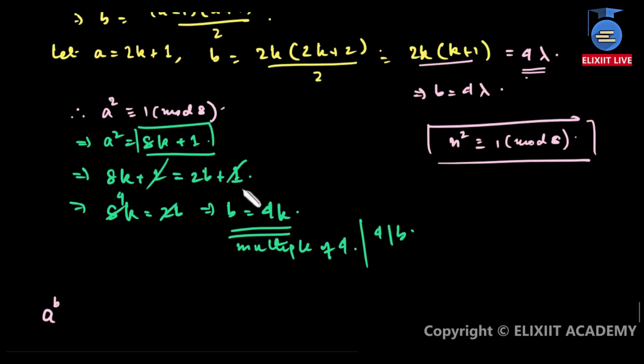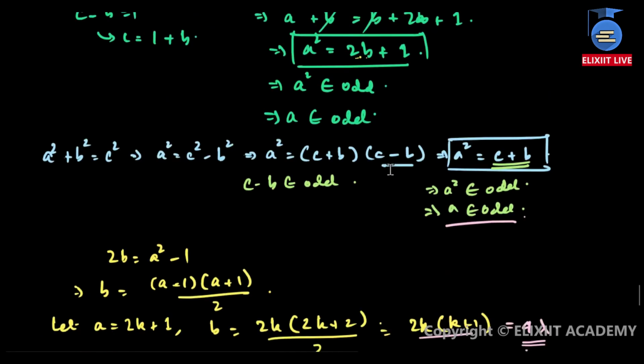So we have a to the power b. Let's start with this only. We have just now proved that b is of the form 4k, right? Multiples of 4 basically. So let's replace this: a to the power b is a to the power 4k.